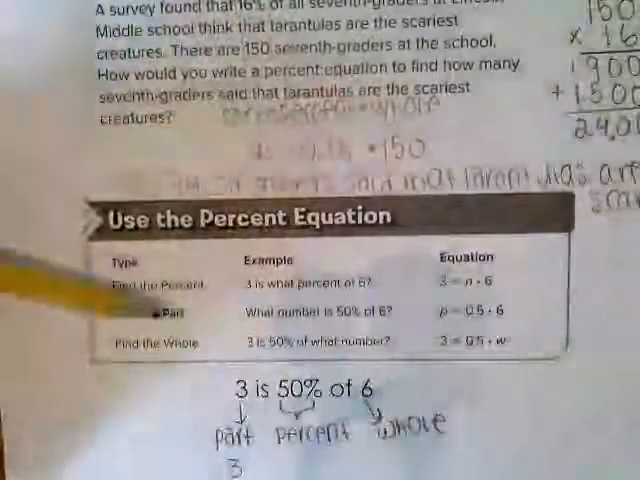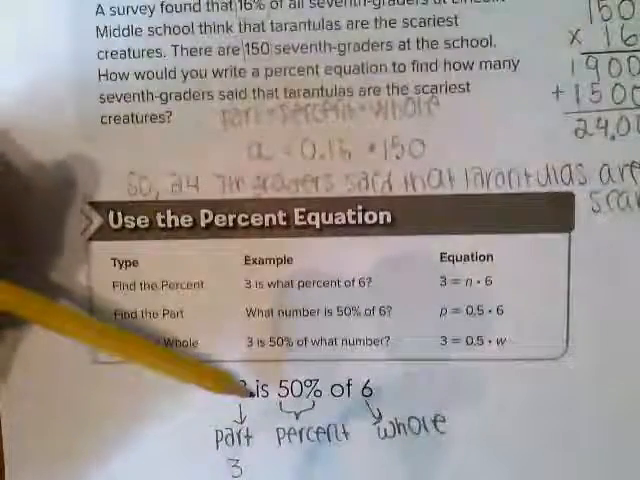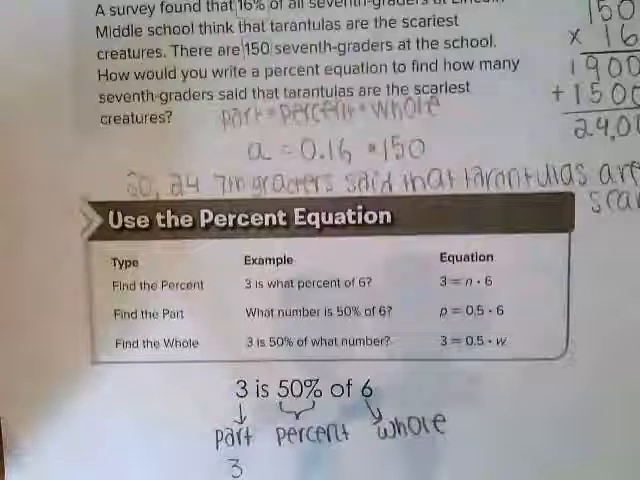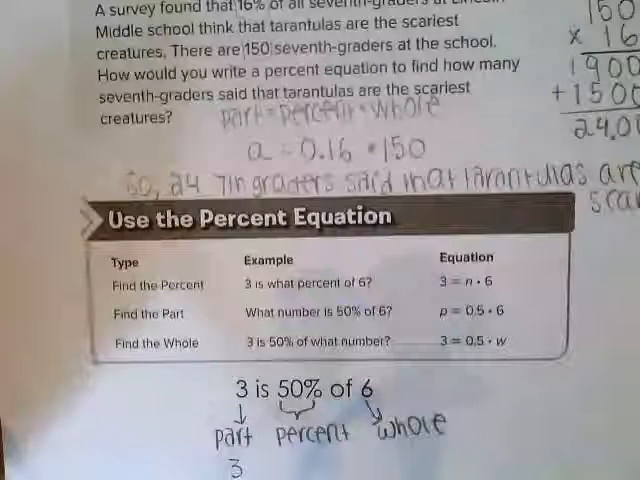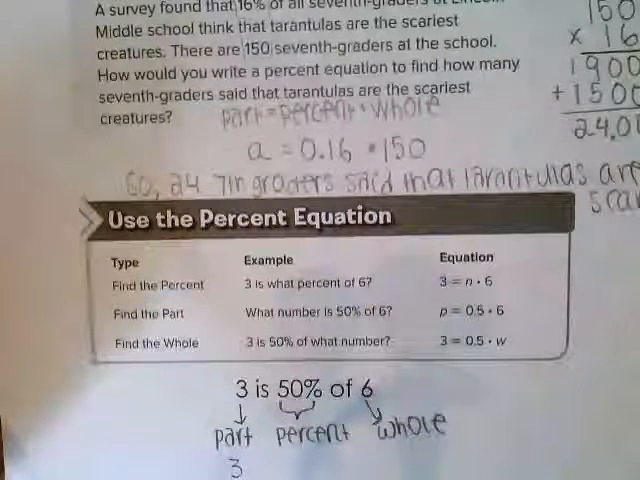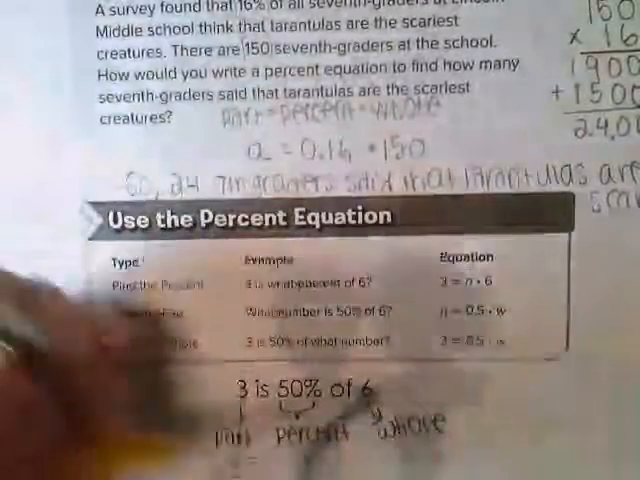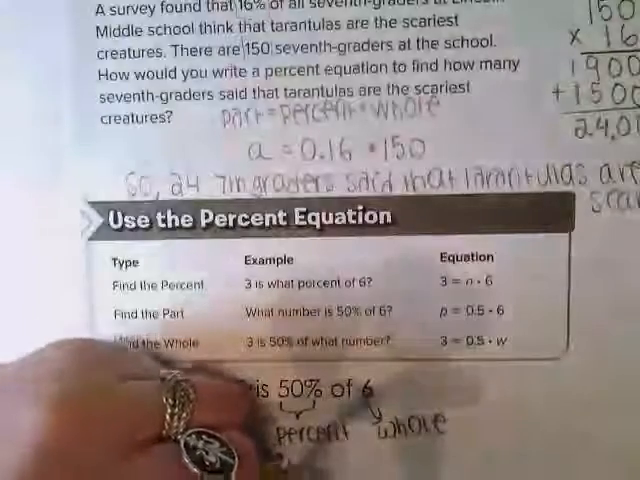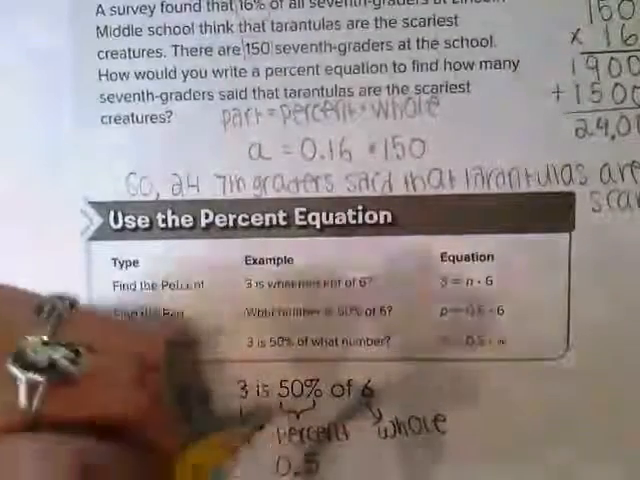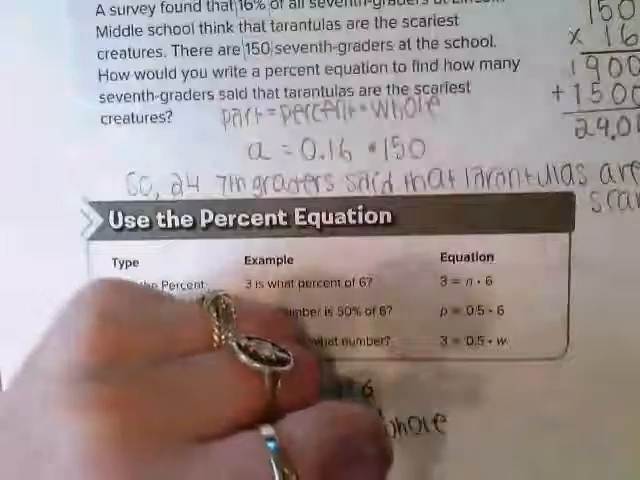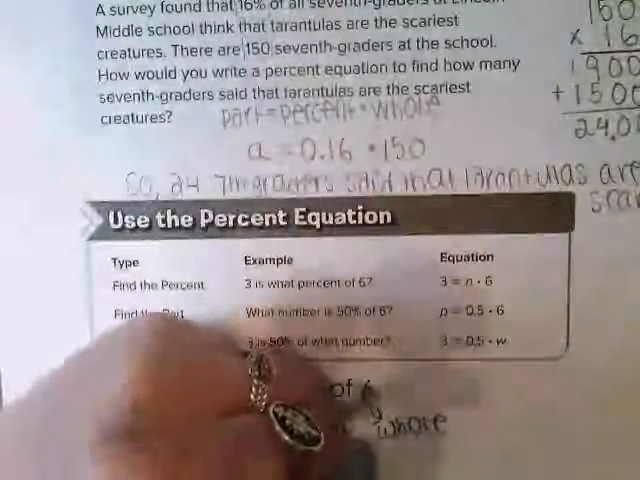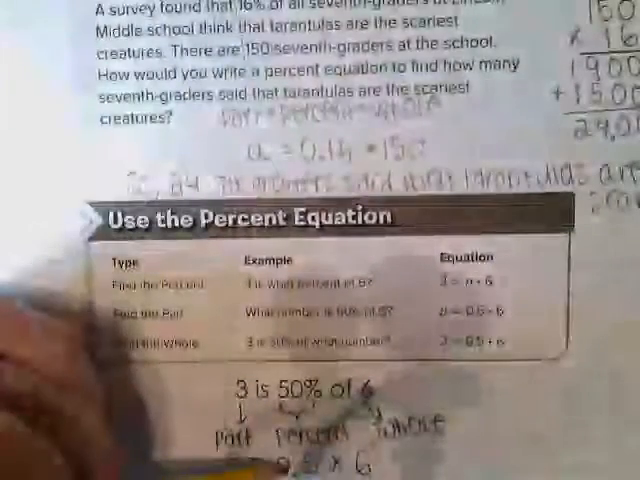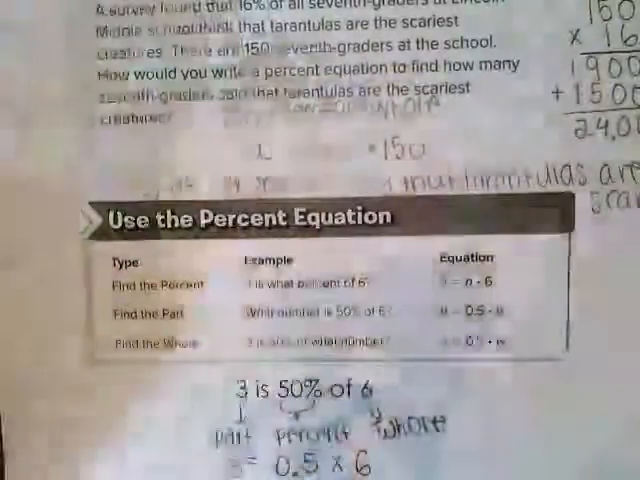And also, if you're looking at the words, you can translate them too. Whenever you see the word is, you want to think equals. Because if I said 4 times 3 is 12, that's 4 times 3 equals 12. So you're doing 3 equals, and then we turn that percent into a decimal. Of, we think multiplication, and then the whole is 6. So 6 times 0.5 equals 3.